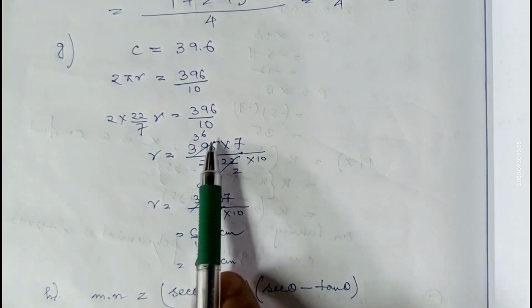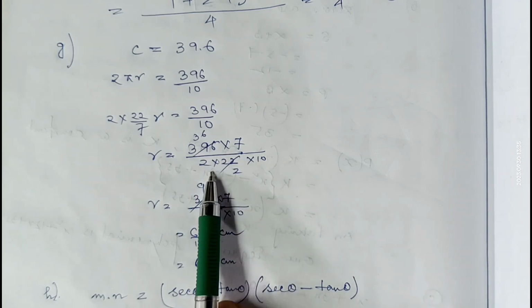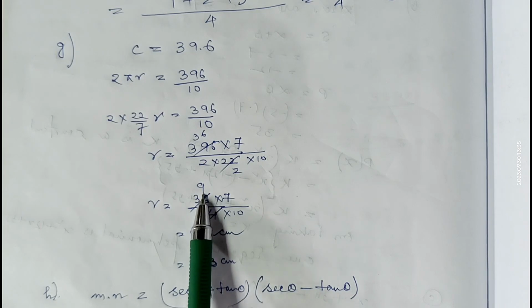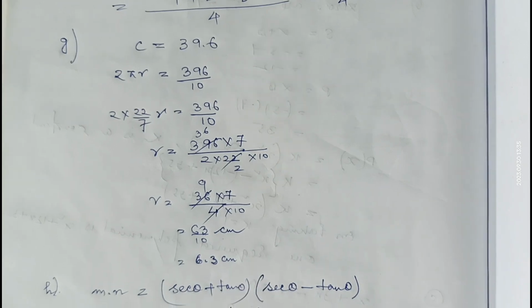If we cancel by 11, it will be 36. Here it is 2. So r will be 36 into 7 by 4 into 10. Again 4 and 36 can be cancelled. It will be 9. So 63 by 10, which will give 6.3. Therefore radius of the circle is 6.3 centimeter.